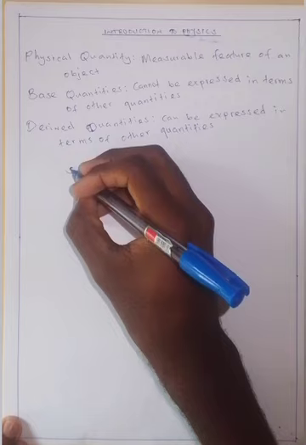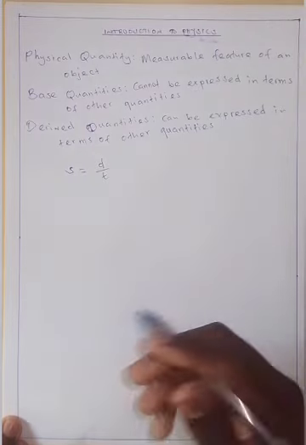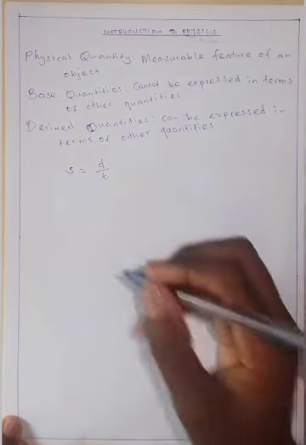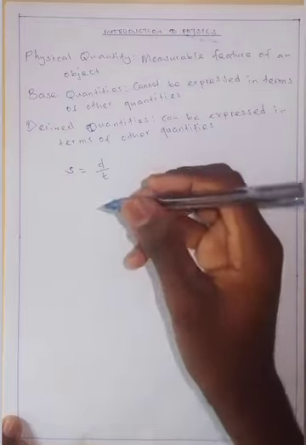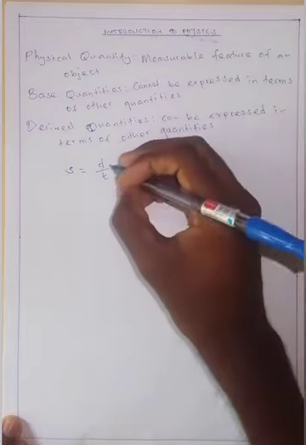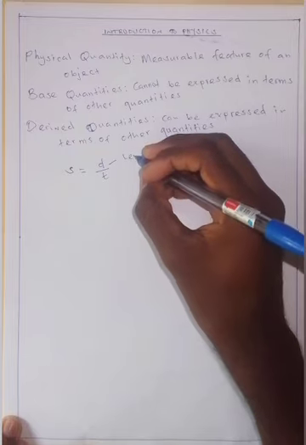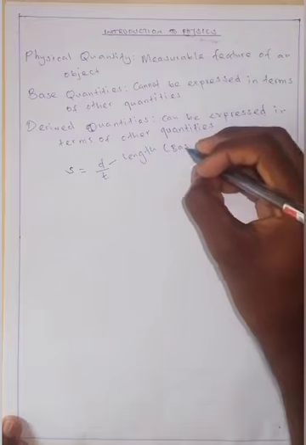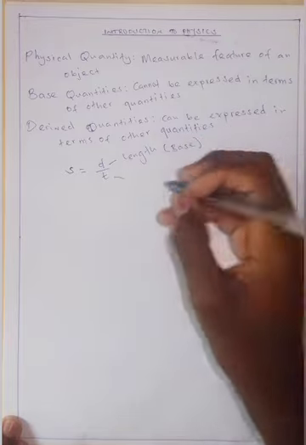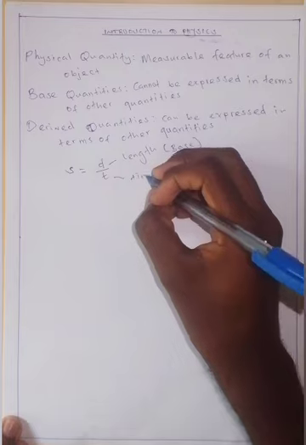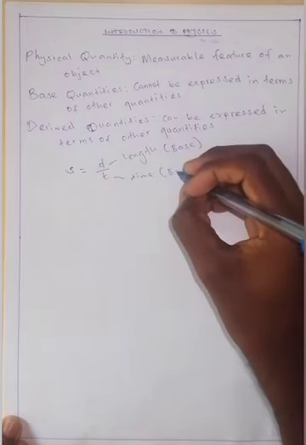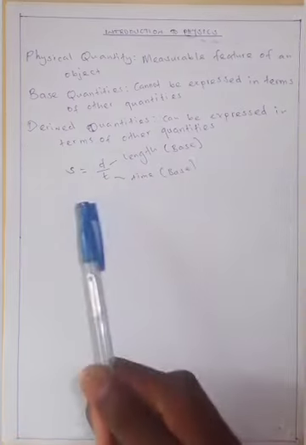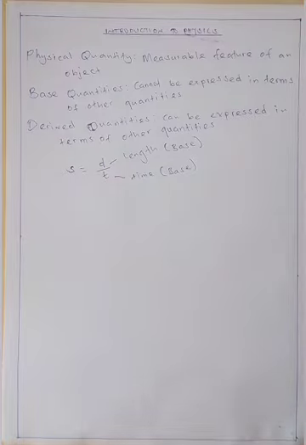So for us to get speed, S, we have combined two things. The distance, which is length, is a base quantity, and time is also a base quantity. So we know that derived quantities can come from base quantities. They can also come from other derived quantities.